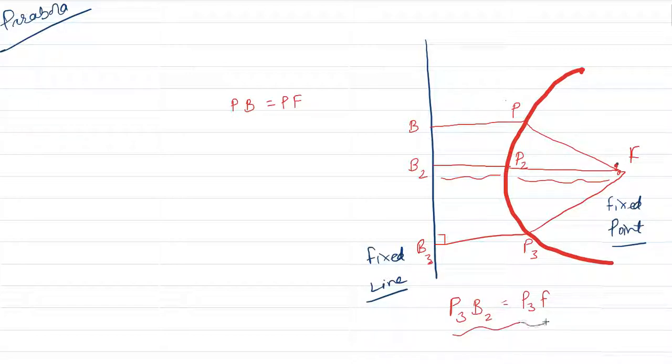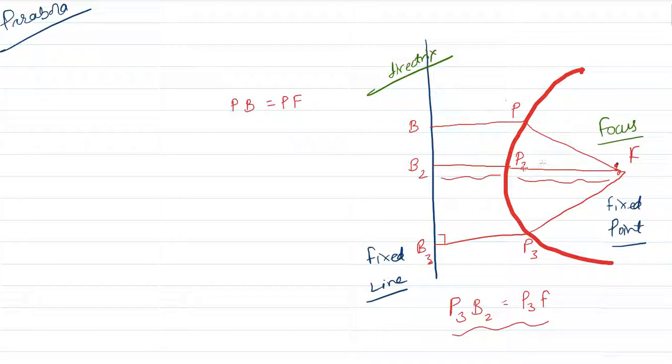So this is the condition of a parabola: the set, or collection, of all the points whose distance from the fixed line is equal to the distance from the fixed point. This is very important, and we will use this definition to derive our equation of parabola. Let's move forward. This fixed line is known as the directrix, and this fixed point is known as the focus.